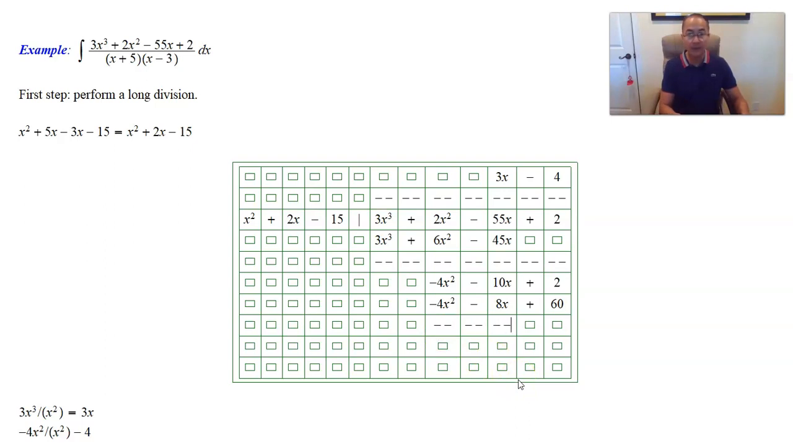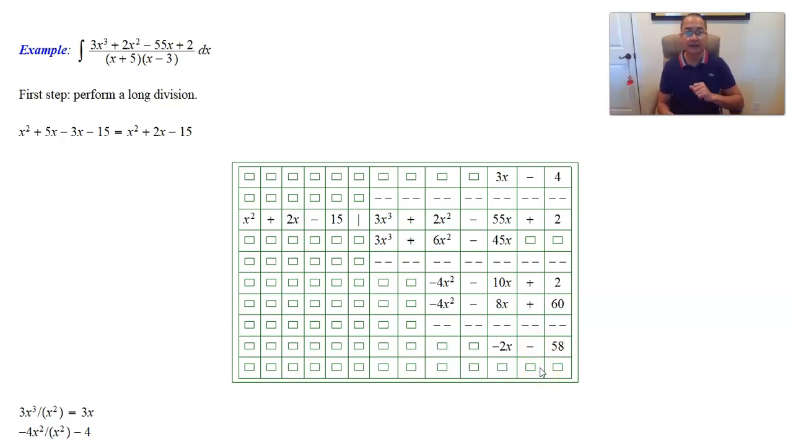So we are going to get, when we subtract, that will be 0. You don't have to write it down. Negative 10x minus plus 8x, so we have minus 2x. And then 2 minus 60, so that is negative 58.